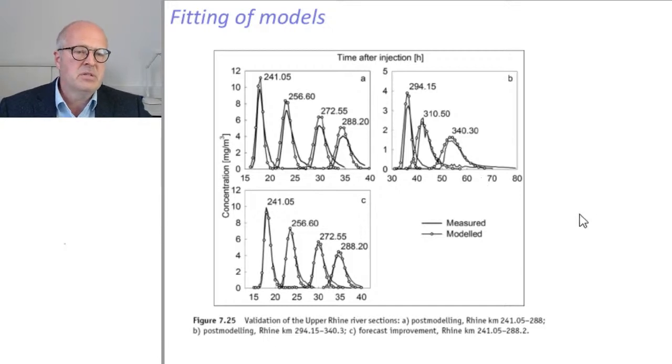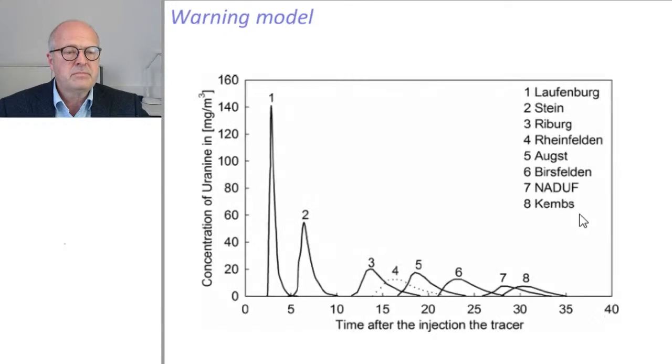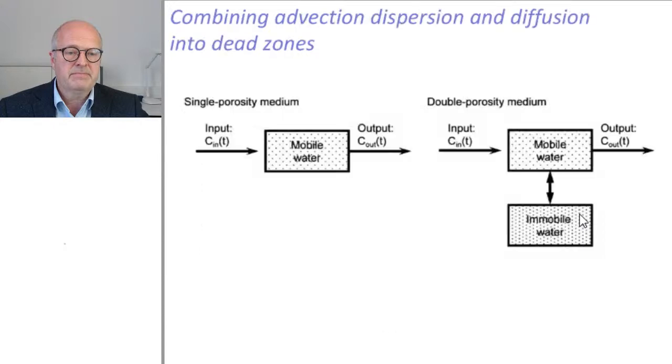Now, these are examples, and you see that surprisingly, nature obeys its own laws. So you see that this is a beautiful example of the advection dispersion equation in a river. And the summary is such a model. So for a peak concentration of, let's say, 150 milligram per cubic meter at Laufenburg, you can predict the concentration, for example, at Kembs or at other locations further downstream.